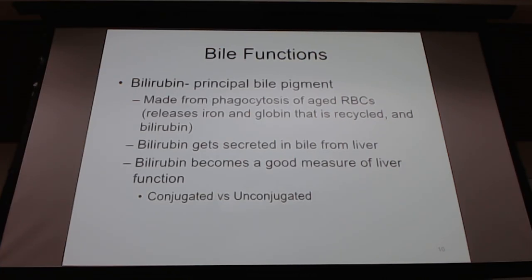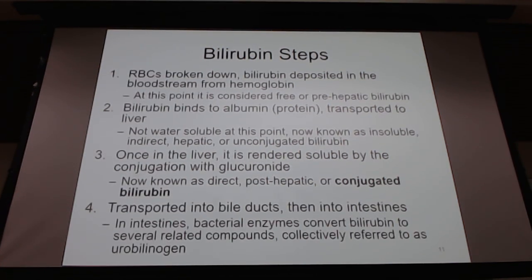So it also gets secreted in bile from the liver as long as the liver is functioning properly, and then it becomes a good measure of liver function. So, and we're going to get into that whole conjugated, unconjugated bilirubin, aka direct or indirect, based on what book you read. Have an idea of that. Everybody remember all this stuff back from anatomy and physiology. Just a quick once over.